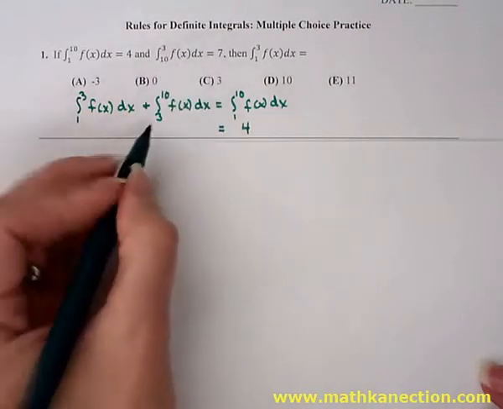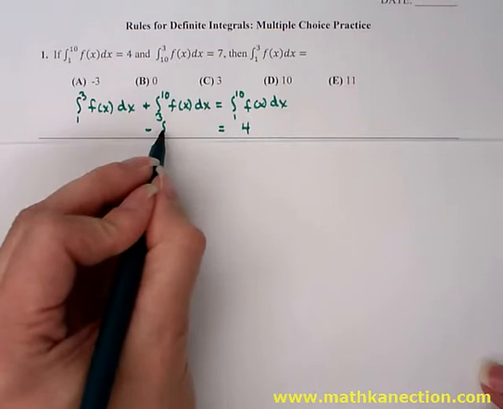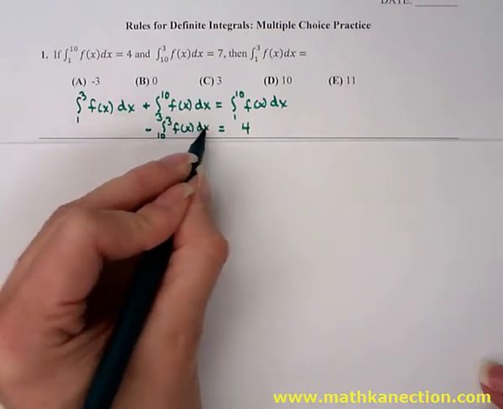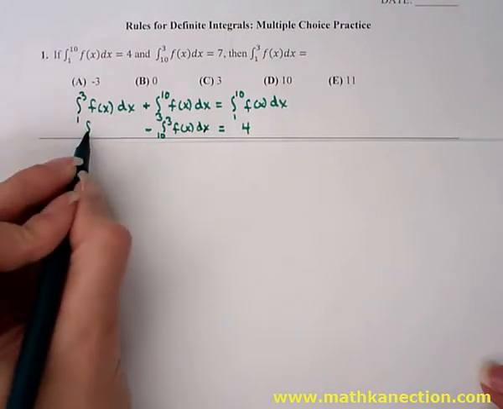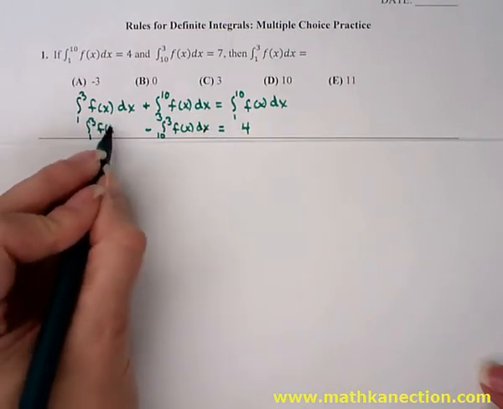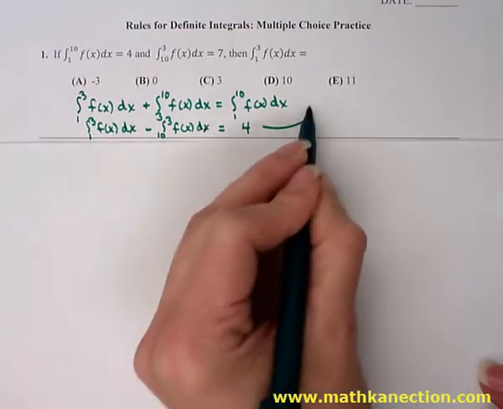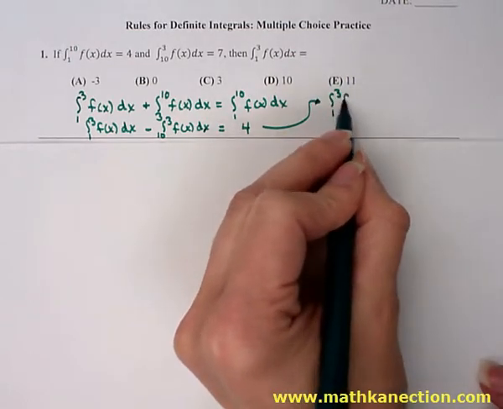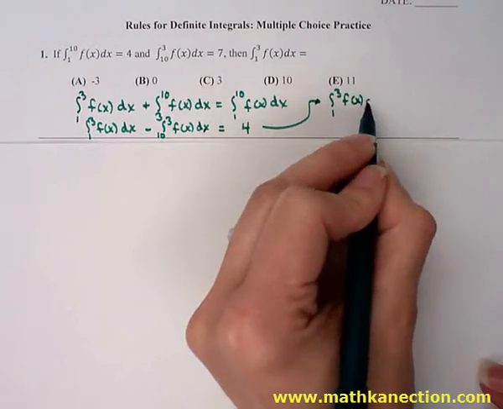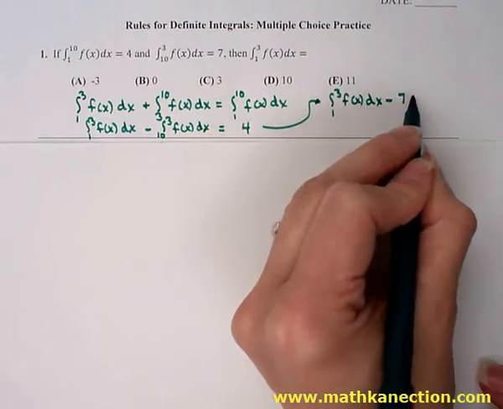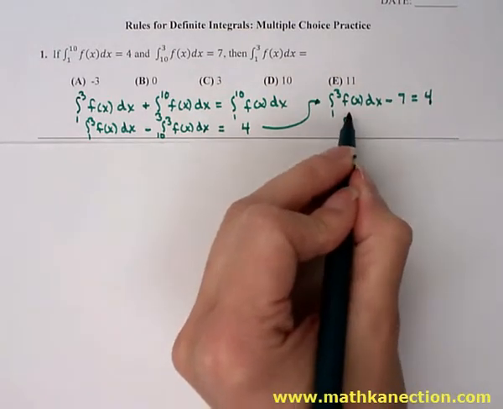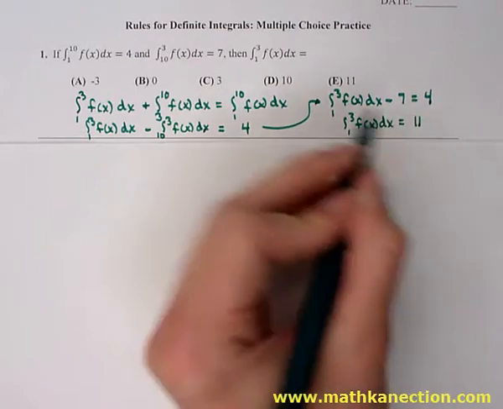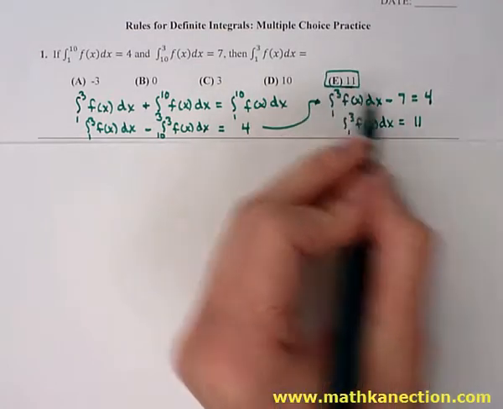The integral from 10 to 3 was given, not from 3 to 10, so we have to flip the integral. So we're going to subtract the integral from 10 to 3 of f of x dx. And the integral from 1 to 3 of f of x dx is what we're looking for. So we have the integral from 1 to 3 of f of x dx minus the integral from 10 to 3, which was 7, and that's equal to 4. So the integral from 1 to 3 of f of x dx is equal to 11, which is letter choice E.